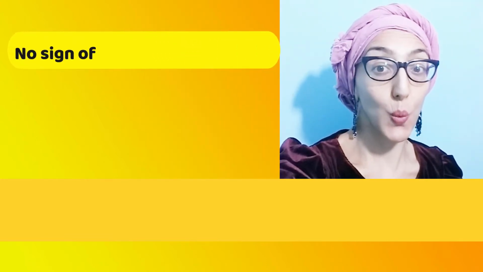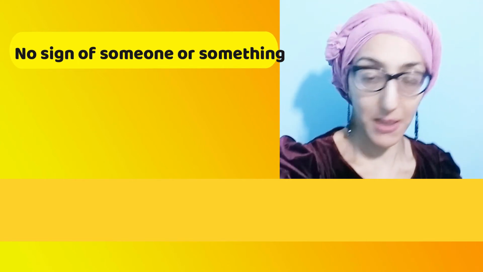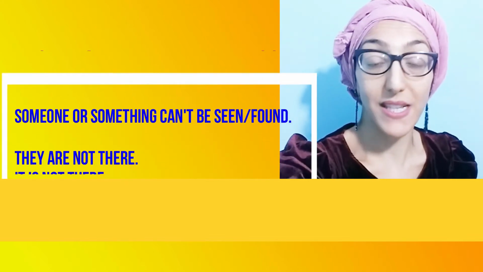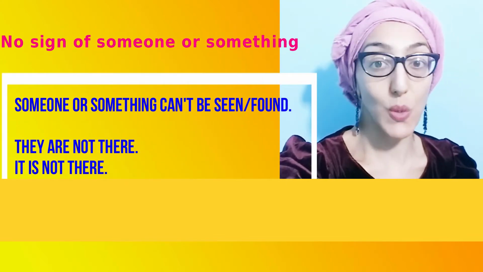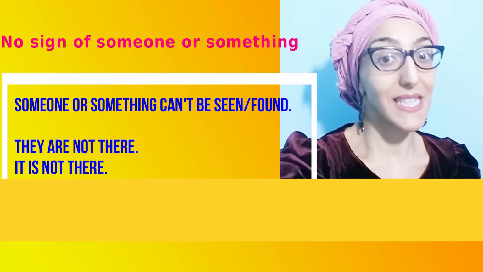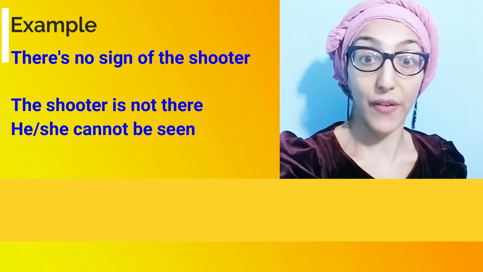So the first expression that's used is no sign. No sign of someone or something means they can't be seen, they can't be found, they are not there. This can be for someone or something. The shooter. So there's no sign of the shooter.